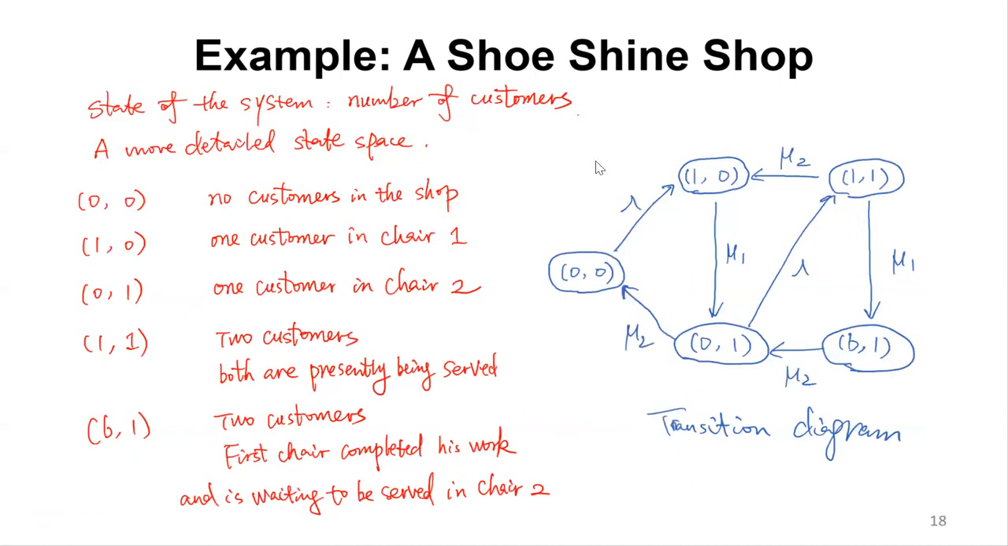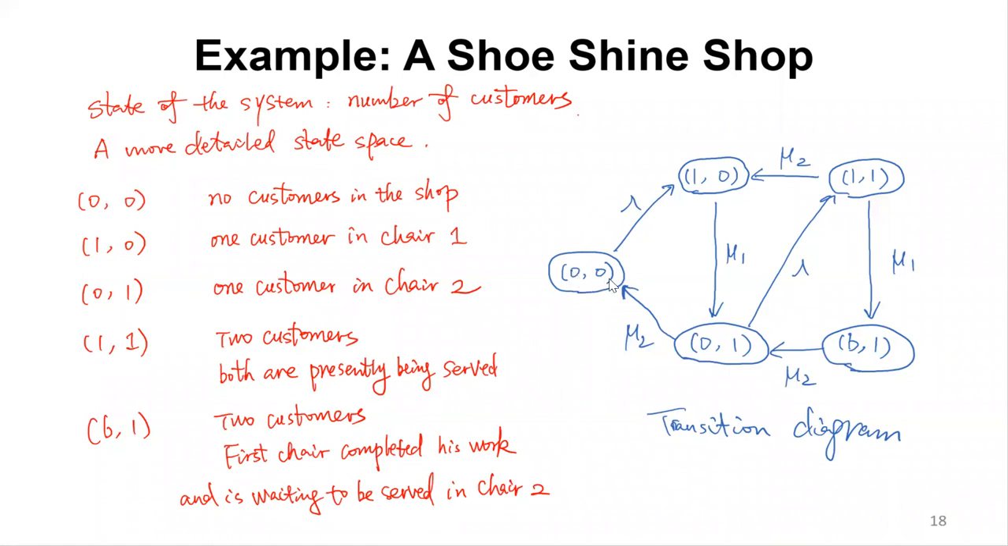Now let's see how to do it. Previously, when we defined the state of the system, we often used the number of customers. But here we cannot use the number of customers. We have to have a more detailed state space because we have 2 chairs. Let's use 0, 0 to denote no customer in the shop, 1, 0 for 1 customer in chair 1, 0, 1 for 1 customer in chair 2, 1, 1 for 2 customers, both presently being served. And B1 means 2 customers: the first chair has completed his work and is waiting to be served in chair 2.